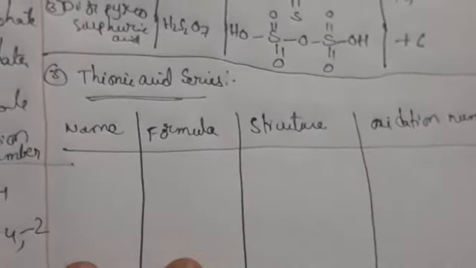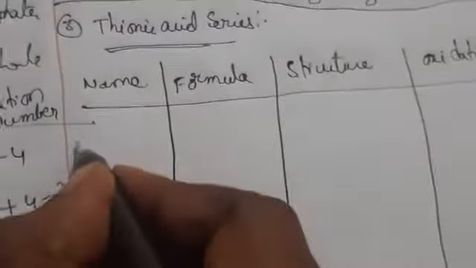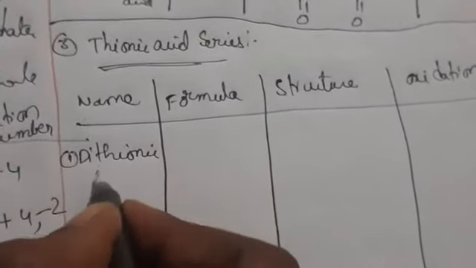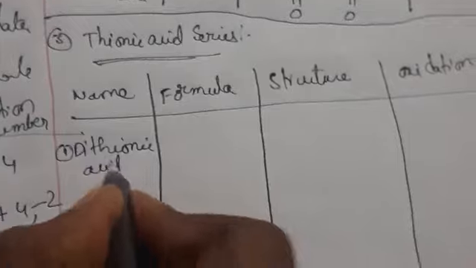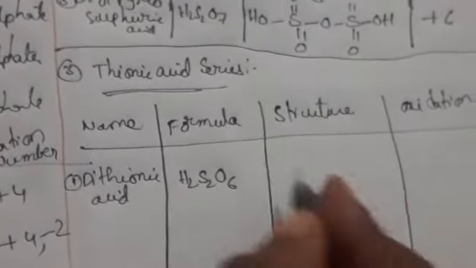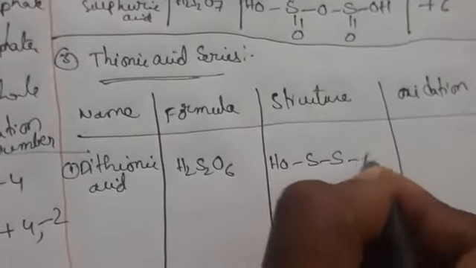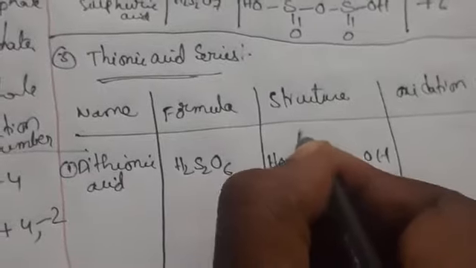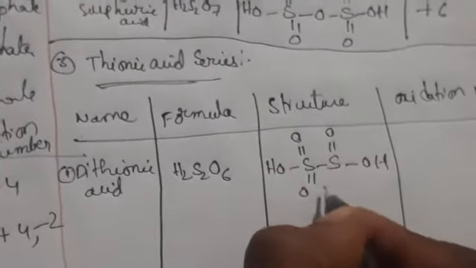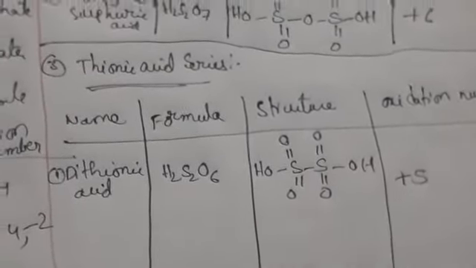So what is the name? First of all, here we are going to take dithionic acid. This is having formula H2S2O6. The structure of this one is OH, S-S, OH, double bond O, double bond O, double bond O, double bond O, and it is having oxidation state +5.